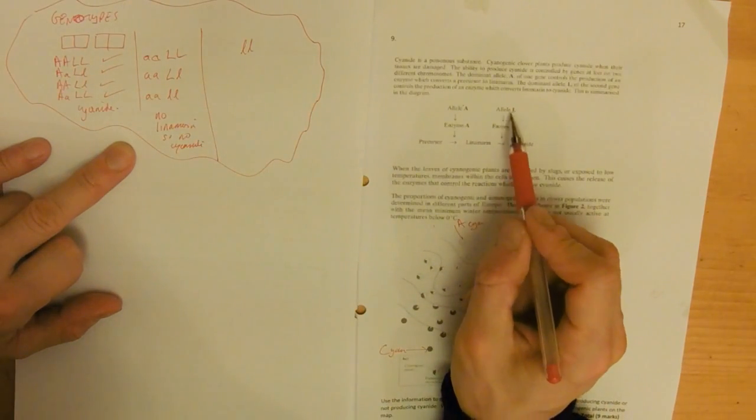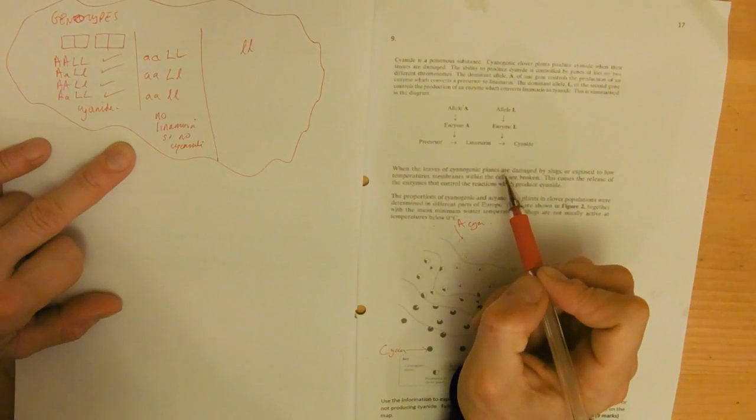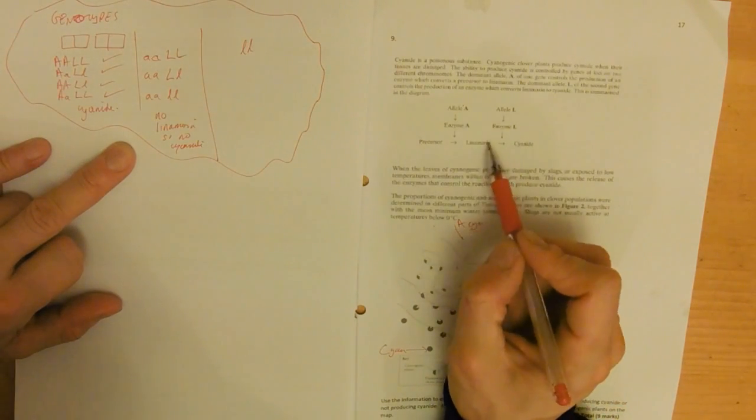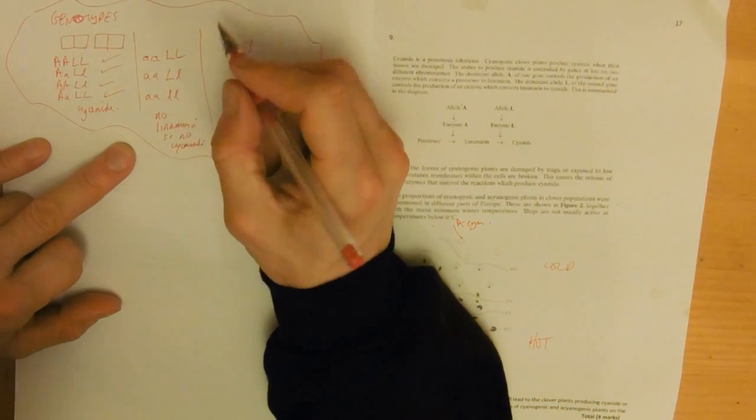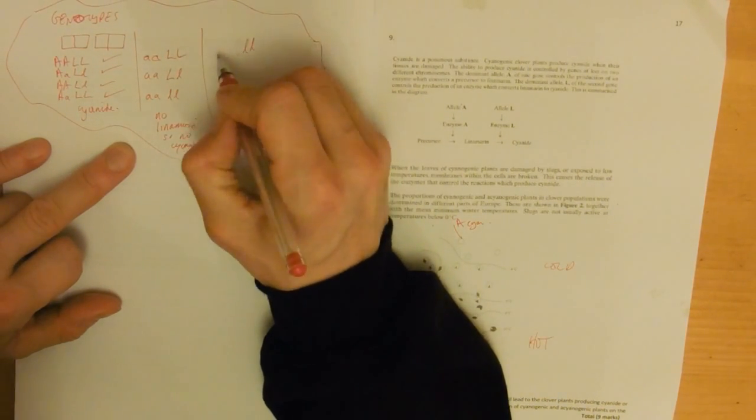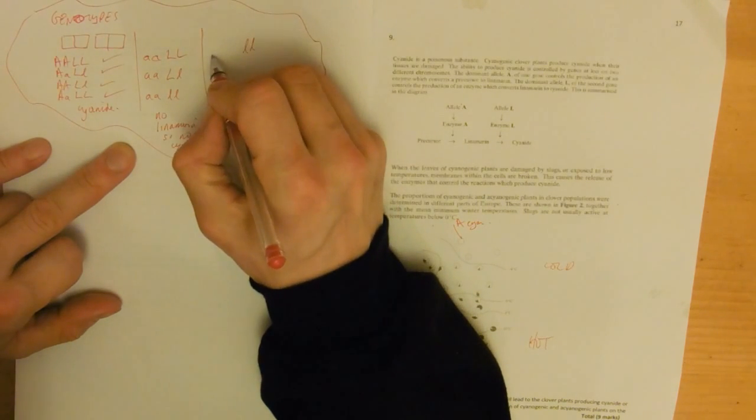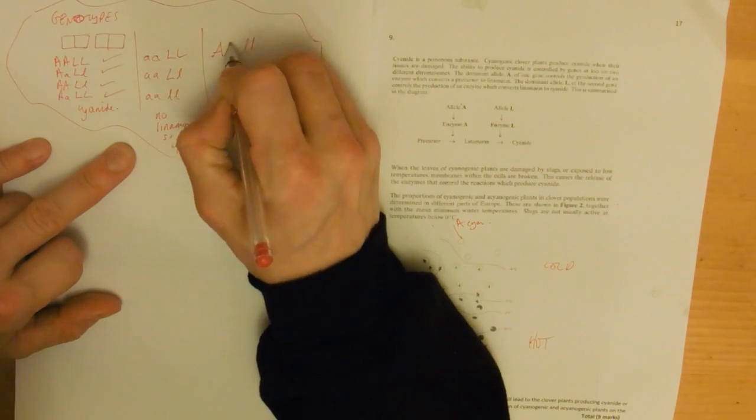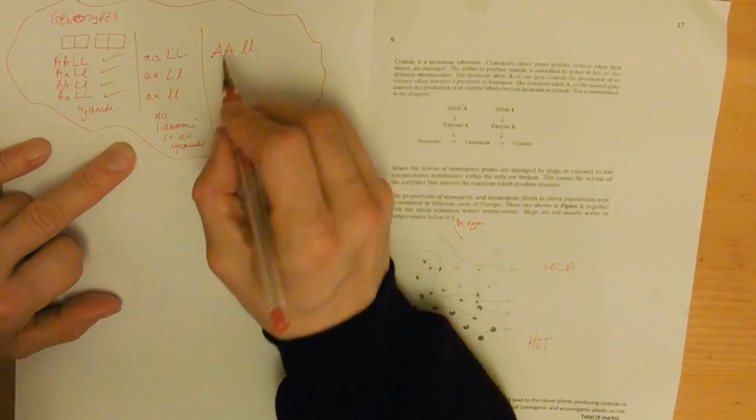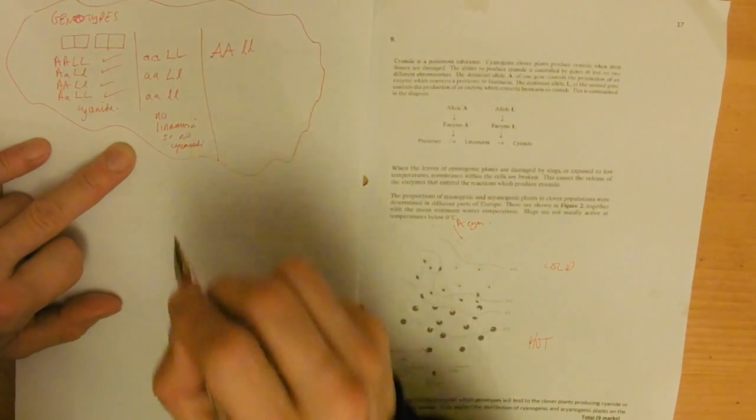We need a big L, dominant L, to make cyanide. If it isn't there, it doesn't matter how much linamarin we've got, it can't get converted. So, for example, any of our genotypes here, two big A's, yeah, we can produce linamarin, but it won't get converted.